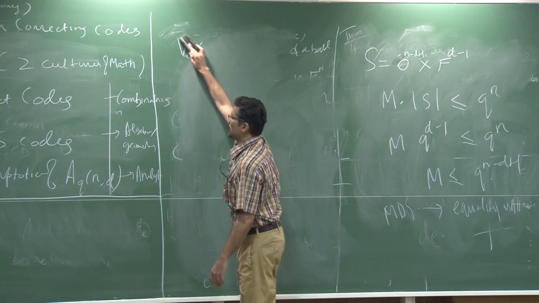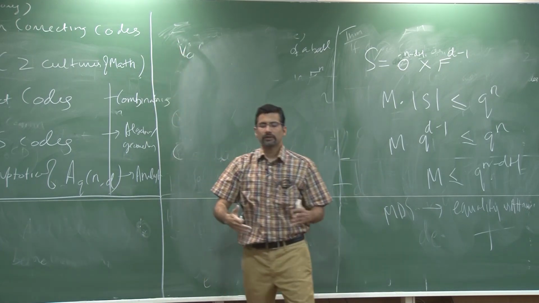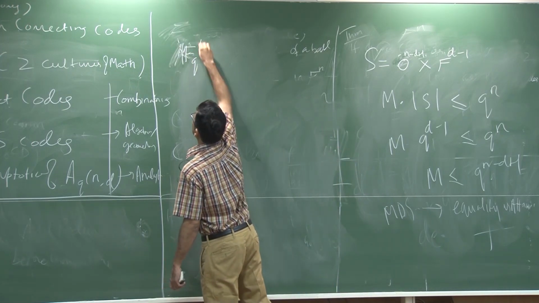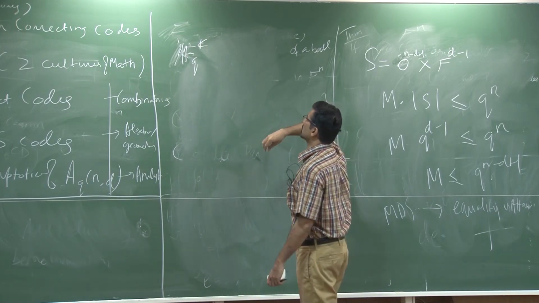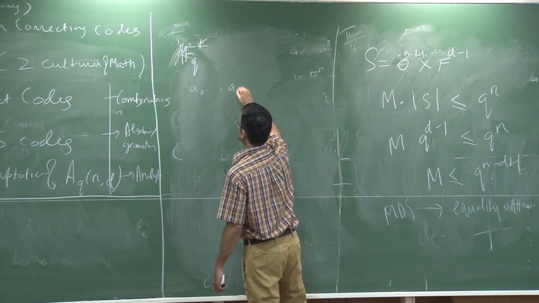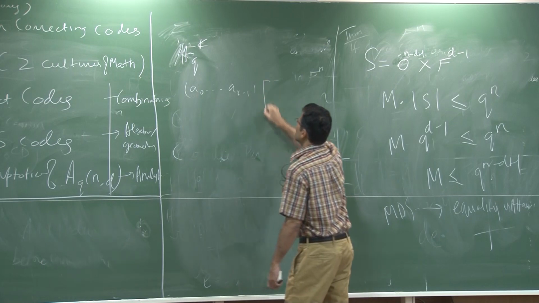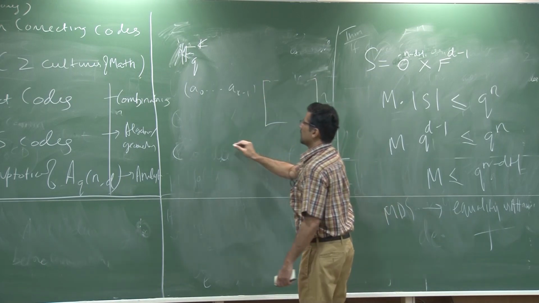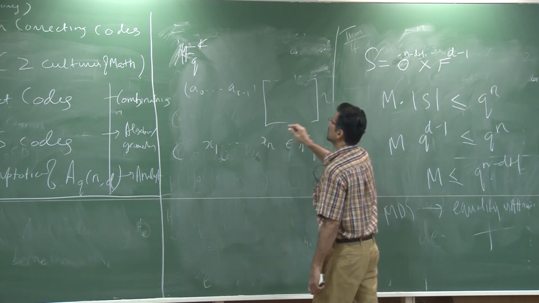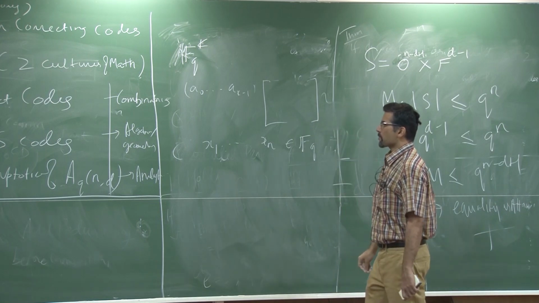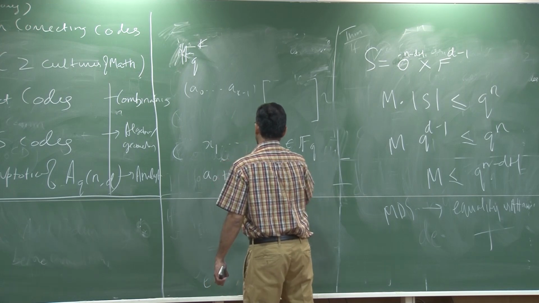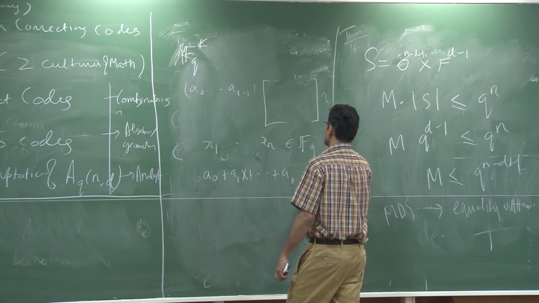Reed-Solomon codes are saying that the data you want to transmit is k-dimensional, so F_q to the k. This is what you want to transmit. If you want to transmit a0 up to a_{k-1}, what you do is pick some n distinct points in your field and cook up this polynomial a0 plus a1 x plus ... plus a_{k-1} x to the k minus 1.